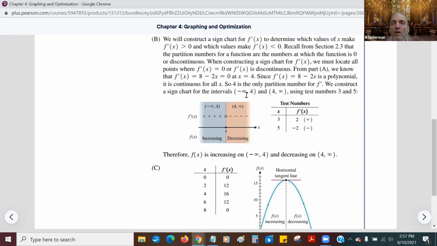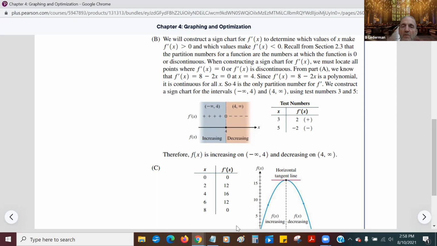Now, by the way, 4 is called a partition number. If the derivative is equal to 0 or the derivative is undefined, that's going to wind up being a partition number, critical number, whatever way you want to say it. So that's why 4 is significant, because that's the point when it's 0. It's positive, it hits 0 over here, then it switches to negative.